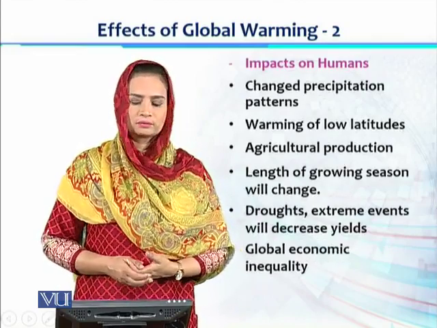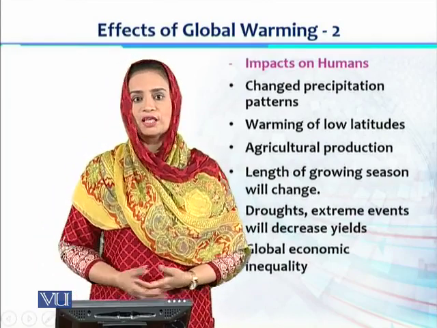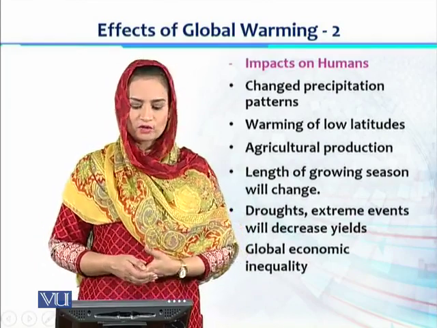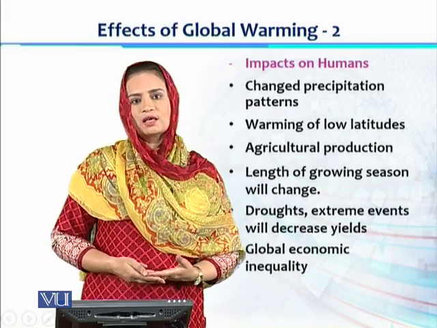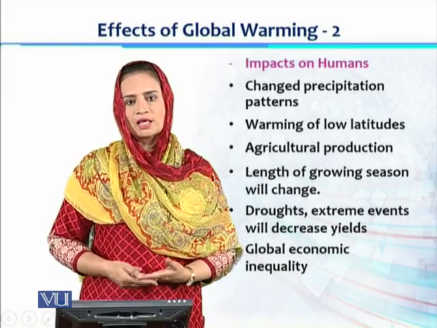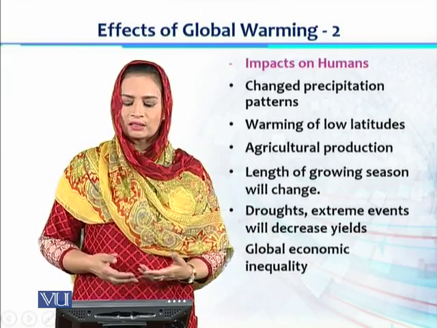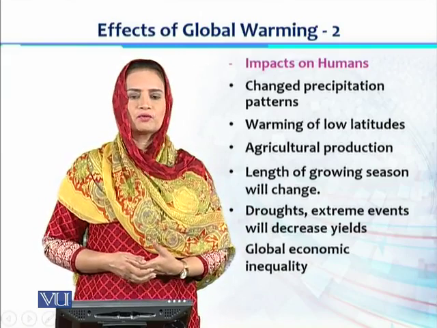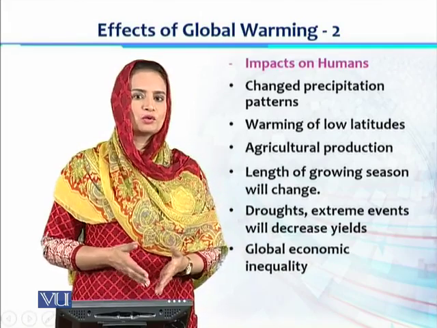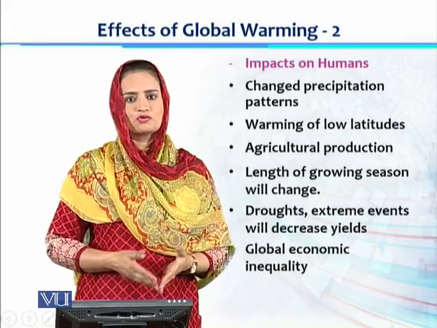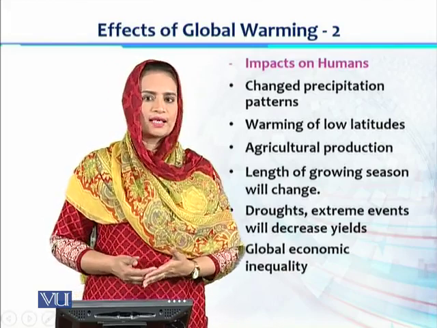Impacts on humans. Humans are responsible for the global warming. We are the major culprits. So obviously we will have to suffer too. All these changes which are appearing in our weather patterns, in precipitation, these changed precipitation patterns, they would directly affect the humans, because they prefer to live in those areas where the water is present, food is available, and temperature is moderate. So they wouldn't prefer any harsh conditions.